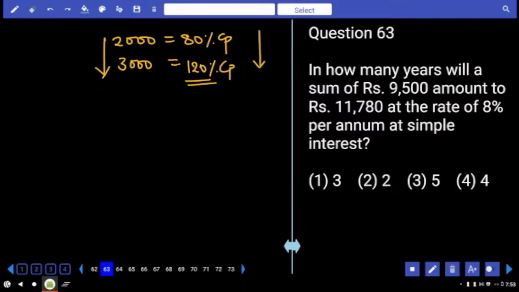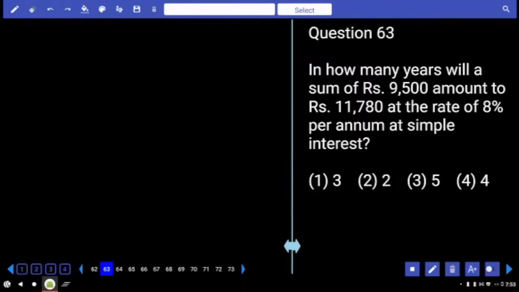In how many years will a sum of 9,500 amount to 11,780 at the rate of 8% per annum at simple interest? As it is simple interest, come on, let's start. 9,500 amounts to 11,780. How much interest is obtained? First number is how much less than 10,000? 500. Second number is how much more than 10,000? 1780. We just need to add both the numbers. 2,280. This much interest is obtained.